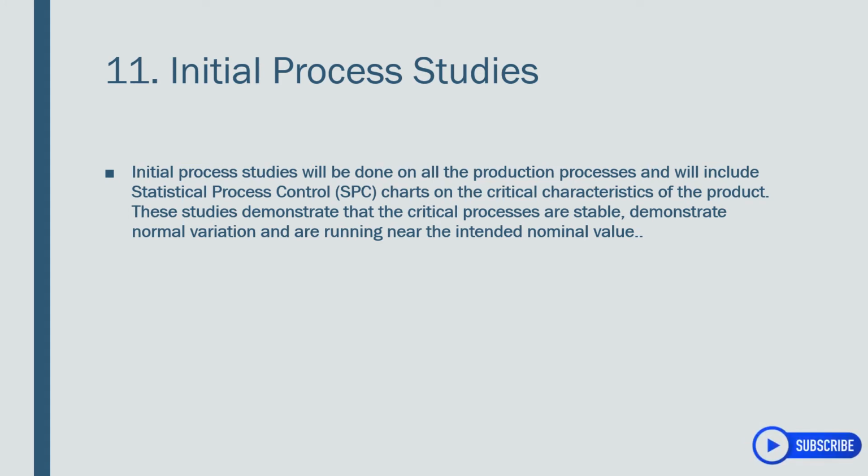This study also demonstrates that the critical processes are stable, and it also demonstrates that the normal variations are running near the intended nominal value. Usually, the critical characteristics are identified during the control plan determination as well as the production PFMEA phases. So, for those characteristics we need to do the SPC.